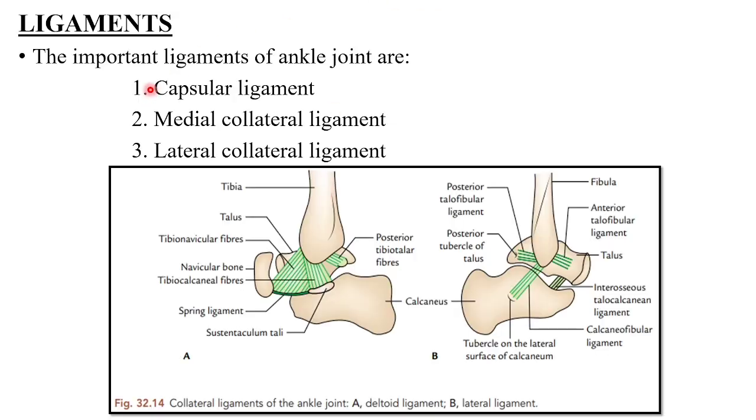So next is about the ligaments. The most important ligaments of the ankle joint are your capsular ligament, medial collateral ligament, and your lateral collateral ligaments. The medial collateral ligament is otherwise known as your deltoid ligament, and the lateral collateral ligament also has some different fibers, which will be explained in the upcoming slides.